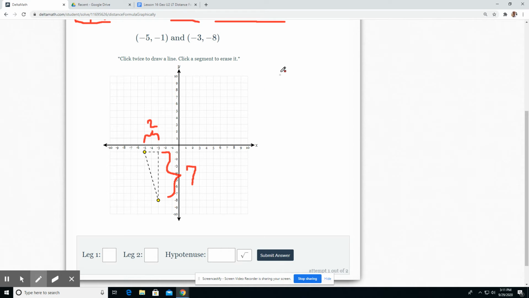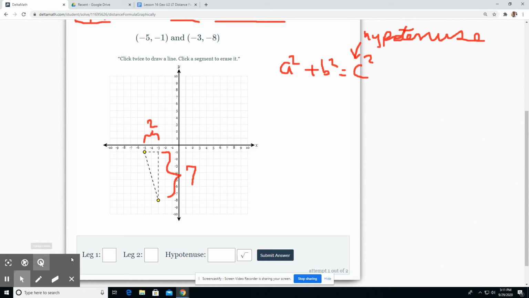And then our Pythagorean theorem for right triangles is a squared plus b squared equals c squared. And c has to be the hypotenuse. It has to be the hypotenuse. All right. So I'll go ahead and plug these in. I can fill in part of this. I got one leg. I don't think the order matters. I got the second leg. And the hypotenuse is, now I have to do my math.